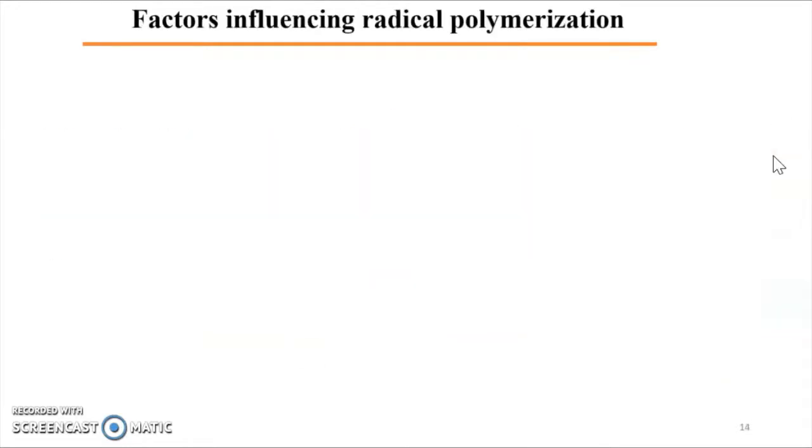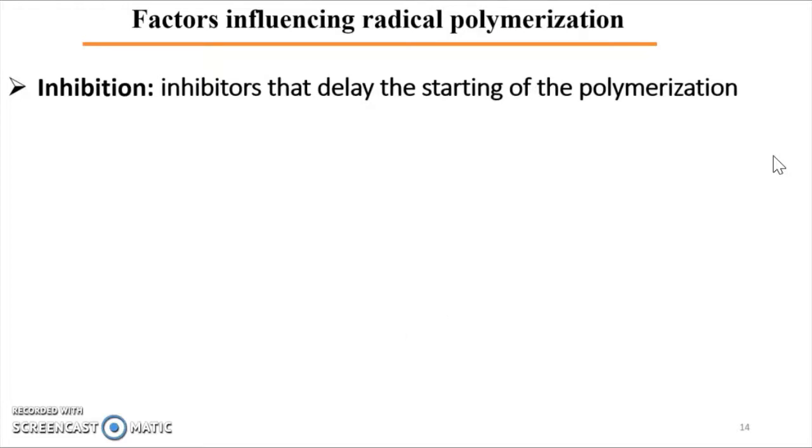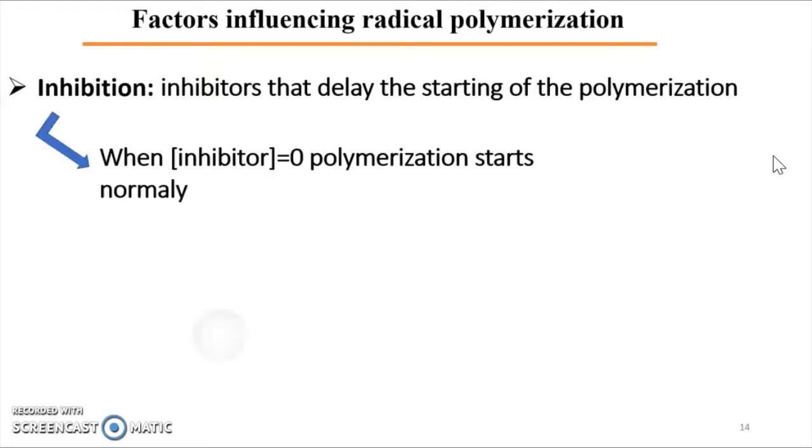What are now the factors that influence the radical polymerization? In fact, there are two factors. The first one is the inhibition, where inhibitors play a role in delaying the start of the polymerization. In fact, once we have inhibitors in the medium, polymerization is prevented from occurring normally. So polymerization can't start before consumption of all the quantity of inhibitors present in the medium.